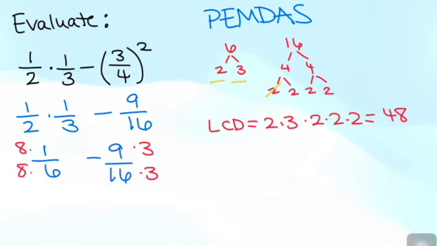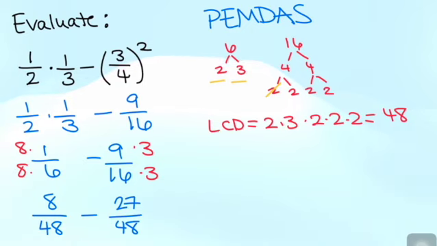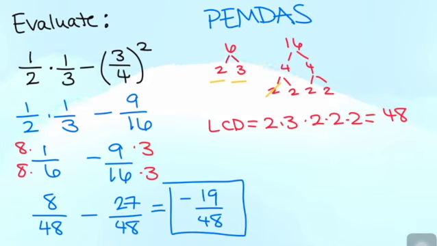So if I want to turn 6 into 48, I've got to multiply by 8, top and bottom. If I want to turn 16 into 48, I have to multiply by 3, top and bottom. So now I've got 8 over 48 minus 27 over 48. To finish, we subtract the numerators. 8 minus 27 is negative 19, and the denominator stays the same. So final answer would be negative 19 over 48.